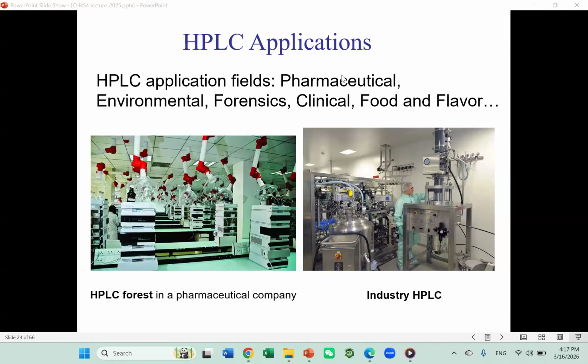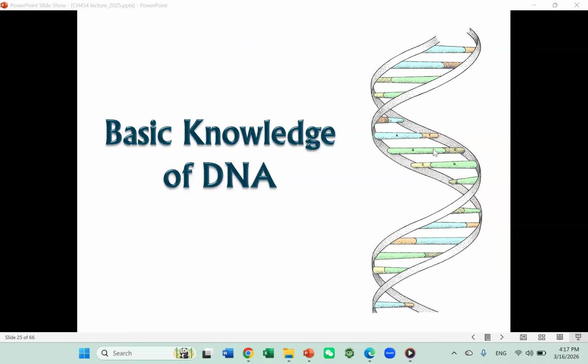I have been in one pharmaceutical company where the whole floor had maybe 100 HPLCs. That takes a whole floor, so that's a lot. Then there are also HPLCs that are quite small for our use, but industrial ones are used to isolate compounds at kilogram scale. On the right you see the industrial-scale HPLC, where the column is longer than a person, which is pretty impressive.